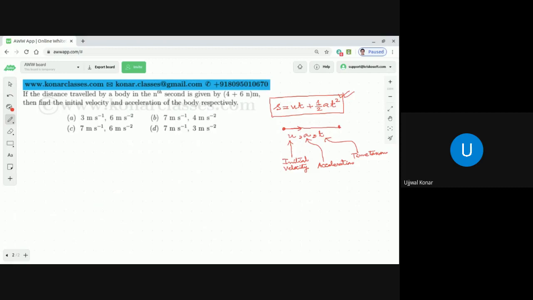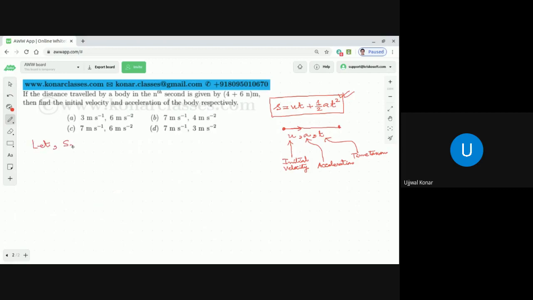Now, according to the question, the distance traveled by a body in the nth second, and what we are discussing here is in t seconds. T seconds and tth second are different. N seconds and nth second are different. So this is a very beautiful question.